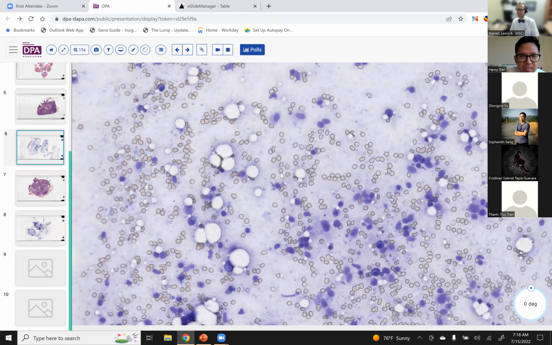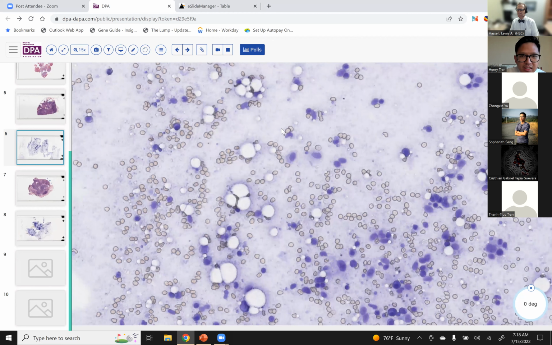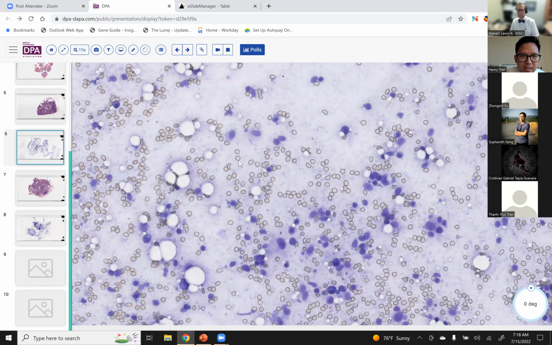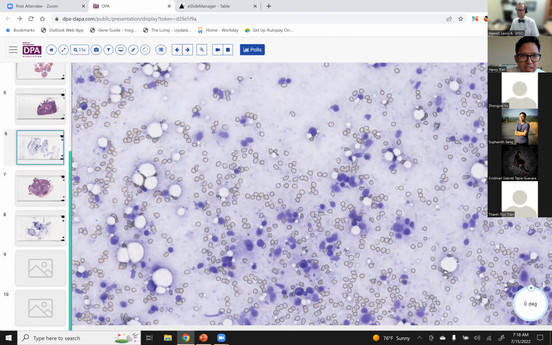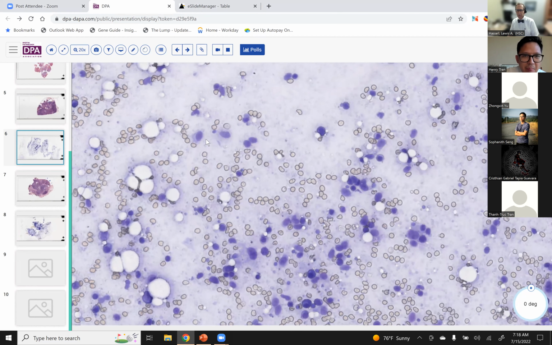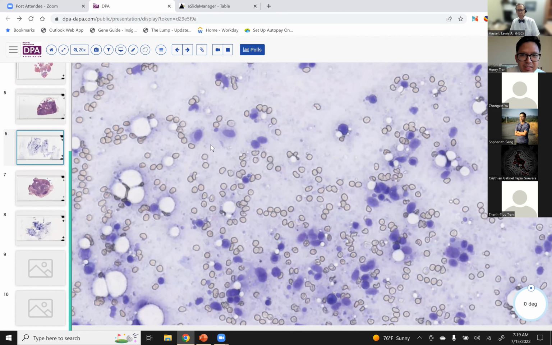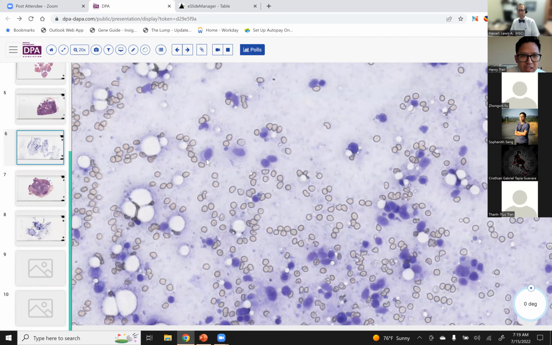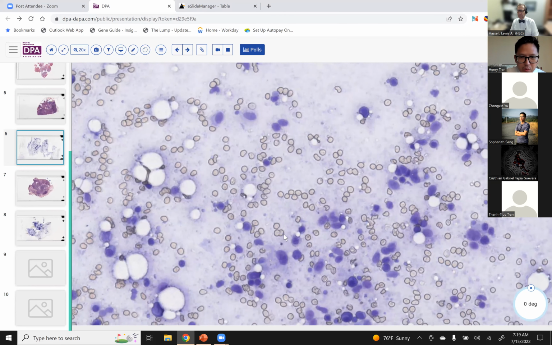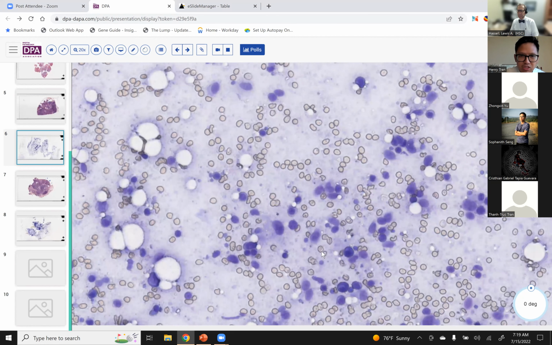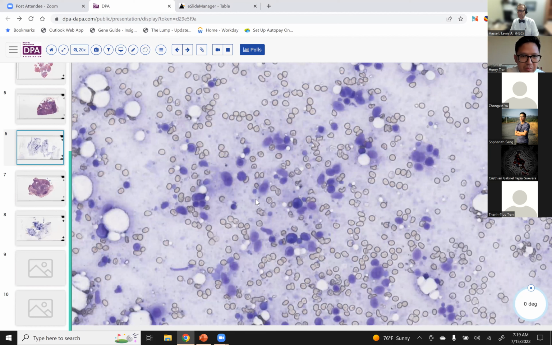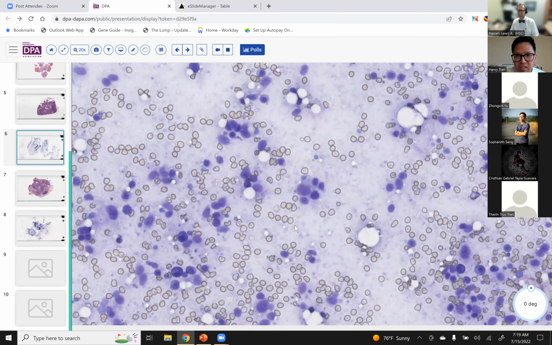Looking at the touch prep, here we see... Can everyone see my cursor, right? Yes. Okay, good. So there are a lot of ovoid cells scattered throughout the screen. Some of them are actually quite large. They're not super large, but they're pretty big, definitely bigger than the lymphocytes around them. So I interpreted these to be the neoplastic cells.